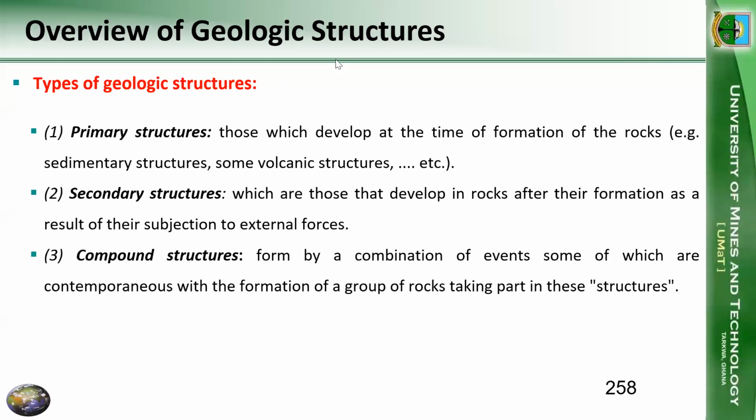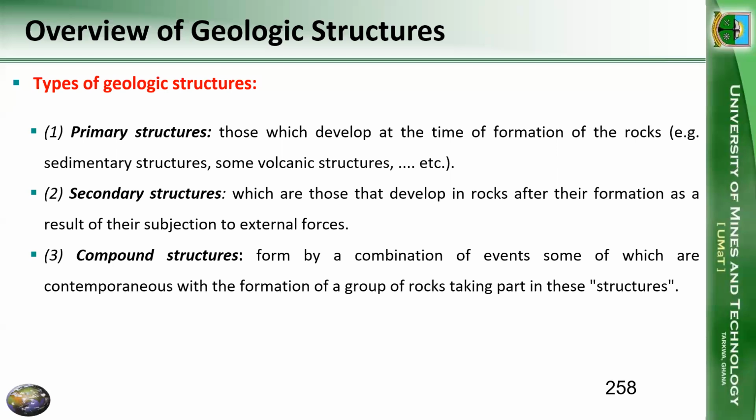Primary structures. And then there are some structures that develop after the rock was formed, right? And we call those structures secondary structures. So we have primary structures and then secondary structures. And secondary structures are those that develop in the rocks after their formation as a result of their subjection to external forces. All right. Like jointing, is that not it? So whether tension or compression. So those are secondary structures.